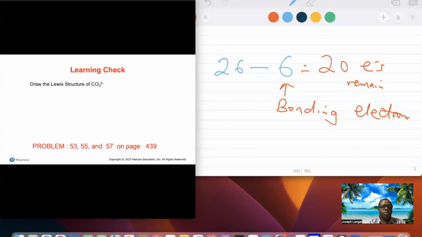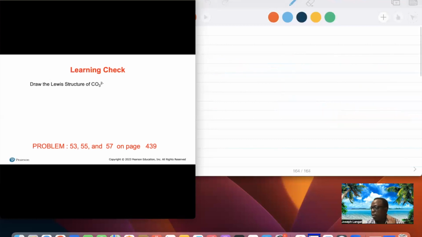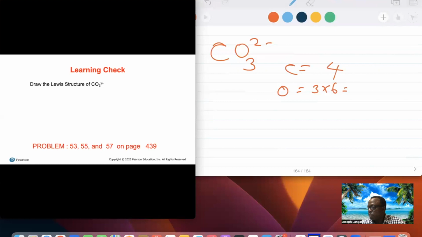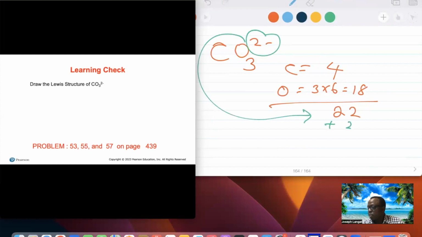Now, draw the Lewis structure for the carbonate ion. Let's see, CO3 2-. Carbon is 4. Oxygen is 3 times 6, which is 18. This gives us 22. Because there's an overall charge here, we need to add 2 electrons. We have 24 valence electrons. Rule number 1: count the total number of valence electrons.